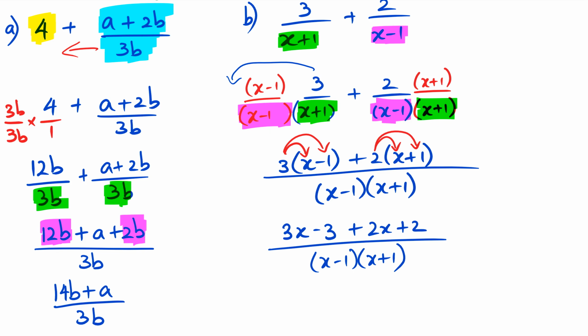Now I need to collect my like terms. So I've got 3x and 2x, and my numbers together, minus 3 and plus 2. So this is going to be 5x minus 1 over x minus 1 times x plus 1. That's how you combine it together to make it into one fraction.